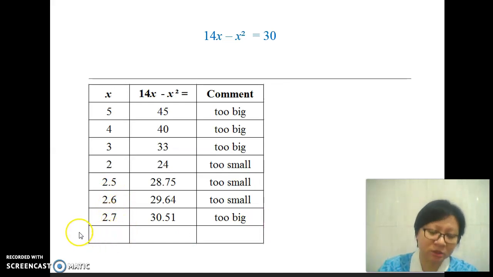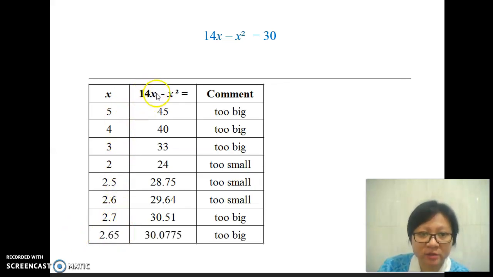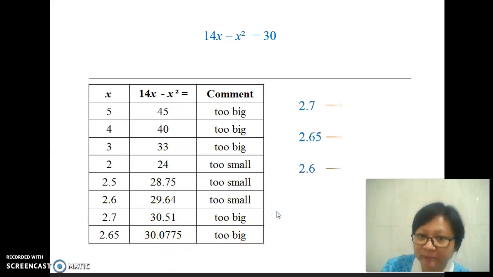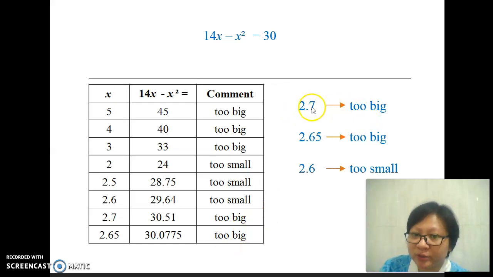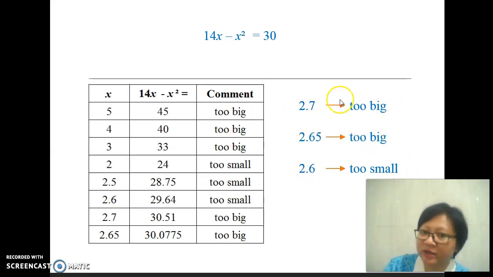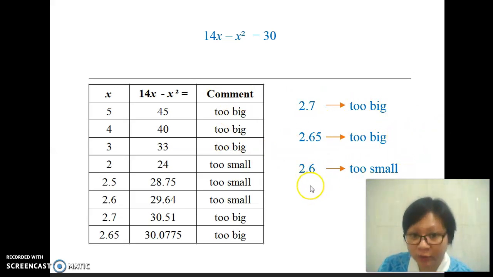Use 2.65 in the equation. So 14 times 2.65 minus 2.65 squared equals 30.0775. It's too big. Okay, let's put this into perspective again. Okay, like this, right? 2.7 is too big. 2.6 is too small. And then find the middle value. The middle value is too big. It means you have to round down. Okay, we choose 2.6 then.